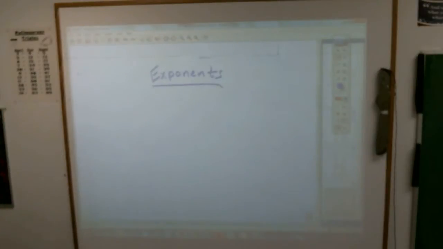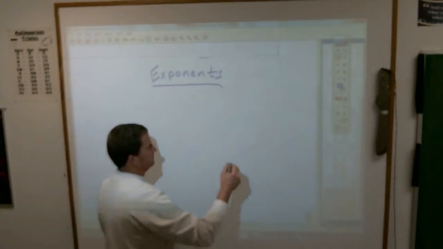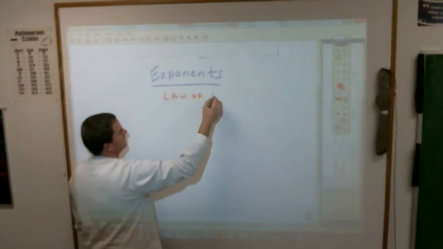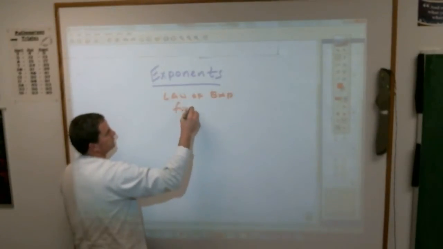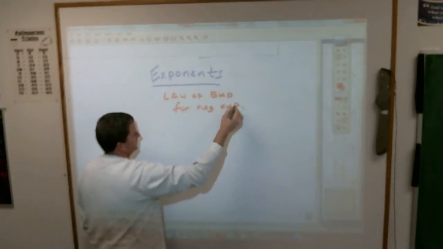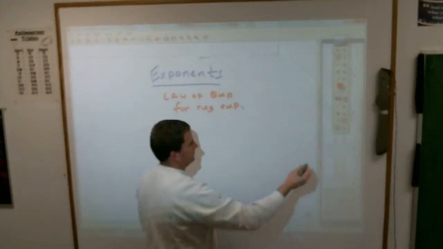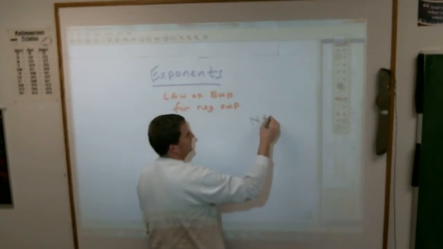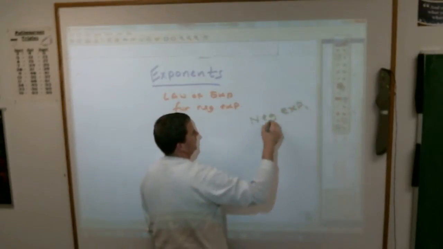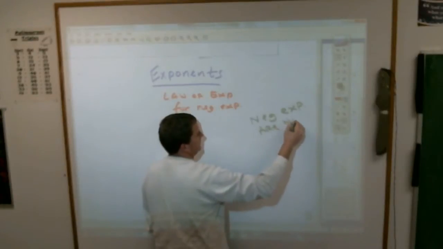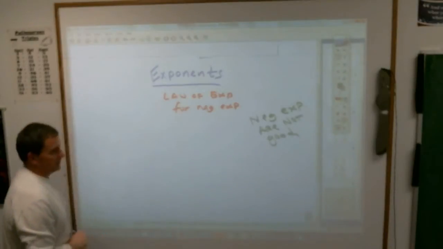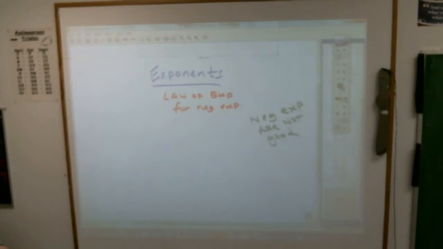And the book calls this the law of exponents for negative exponents. First of all, let me preface this by saying that negative exponents are bad. Negative exponents are not your friends. You never want to deal with negative exponents. So the quicker you can turn them to positive exponents, the better.